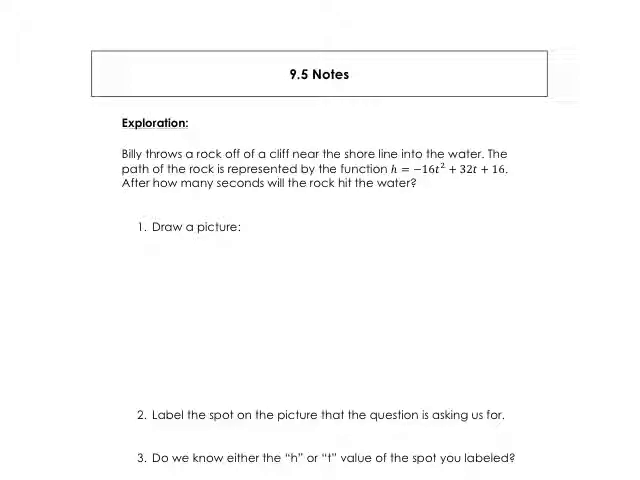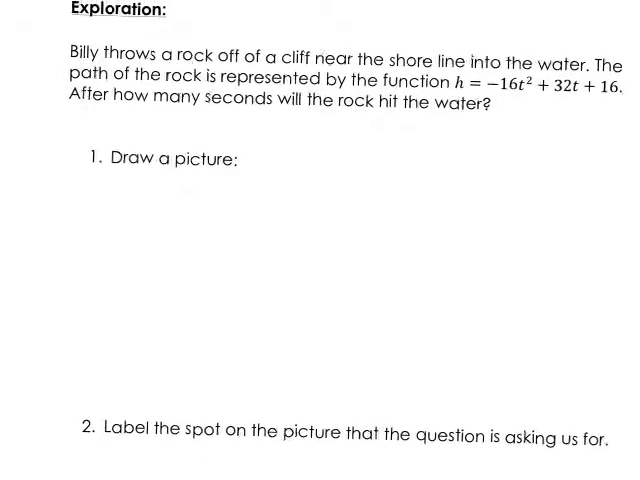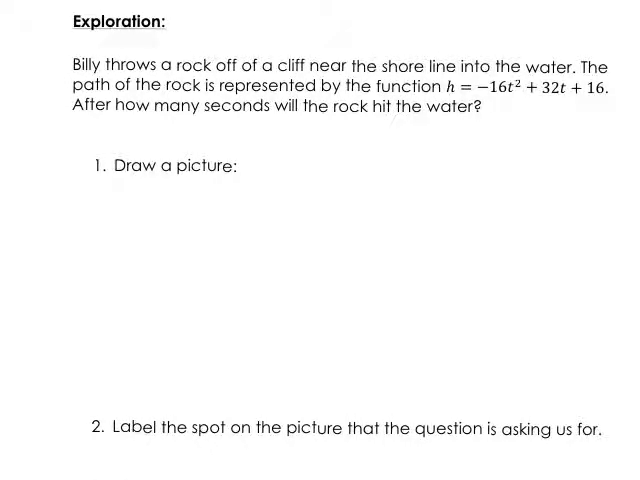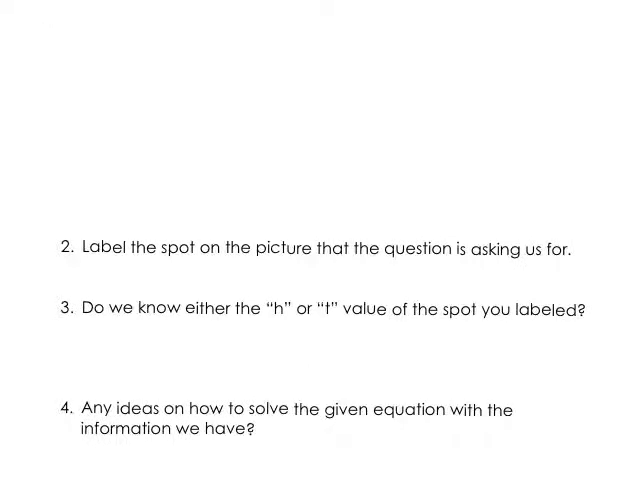All right, so first thing I want you to do is draw a picture of that given scenario, okay? So draw a picture, figure out what is going on. Number 2, label the spot on your picture that the question is asking us to find. Your picture is going to help you answer the question. For number 3, do we know either an H or T value of the spot that you labeled? And number 4, knowing the methods of solving, can we solve the equation with the methods that we have?